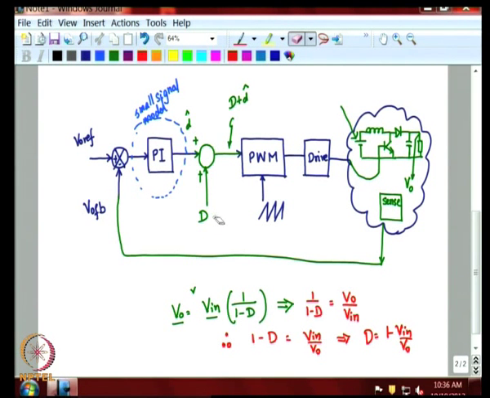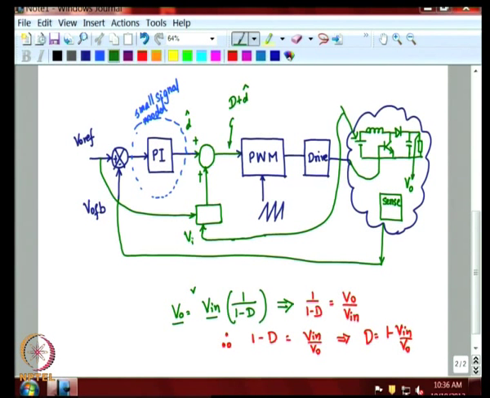So, what one can do is, at this point, have a calculator which takes in V naught ref, takes in V in from here, and calculates a voltage equivalent to D. So, this feed forward term ensures that even if this portion is not there, let us say it is 0, under steady state this will go to 0, because the steady operating point is given by this term.